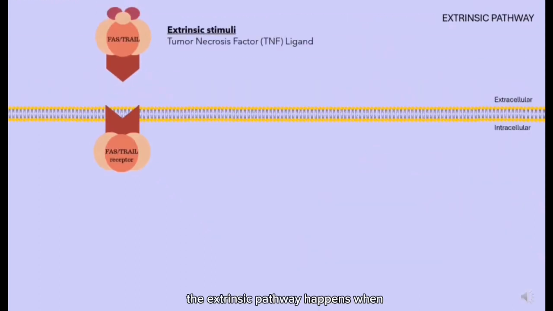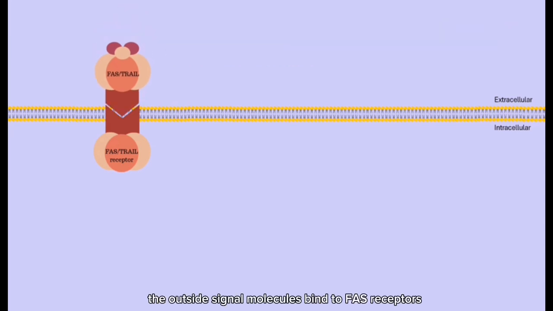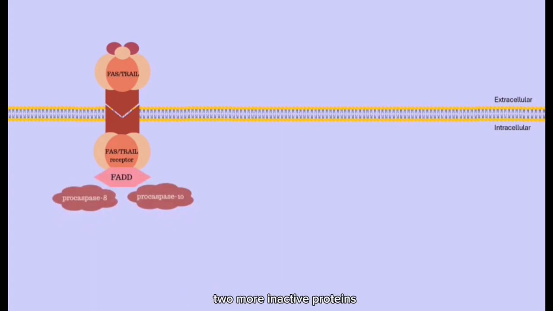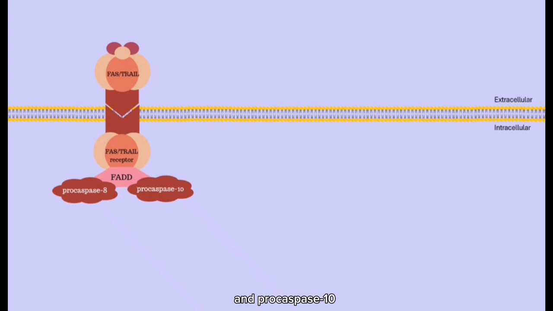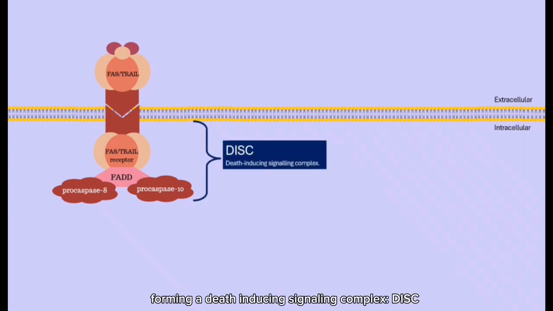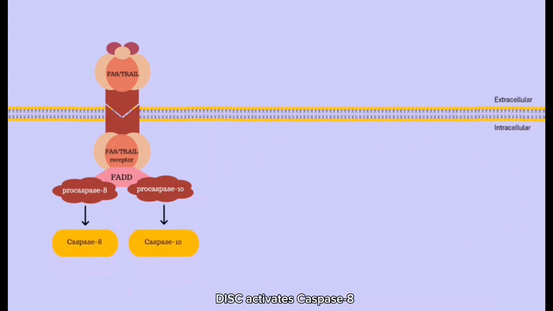The extrinsic pathway happens when the cell receives stimuli from outside by TNF receptor and instructs the cell to plan cell death. The outside signal molecules bind to Fas receptors and TRAIL receptors, forming ligands. FADD responds to this cellular change and binds to the ligand. Two more inactive proteins called procaspase 8 and procaspase 10 interact with FADD, forming a death-inducing signaling complex, DISC. DISC activates caspase 8 and caspase 10 and spreads in the cytoplasm.